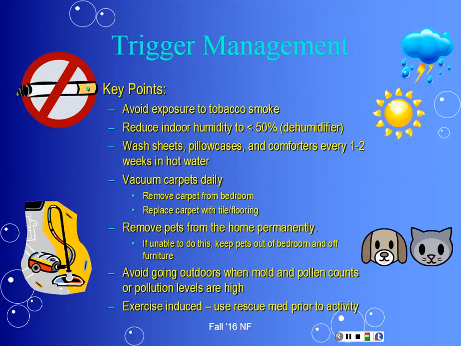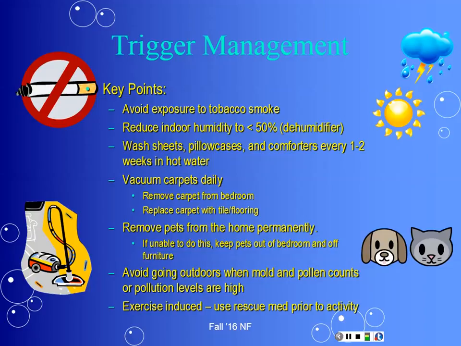They cannot have pets. They can get certain types of pets that are appropriate for asthmatics. But a lot of times you have that family pet that you're not going to get rid of. It's a member of your family. So you try to keep it out of their bedroom and off the furniture or off their bed.